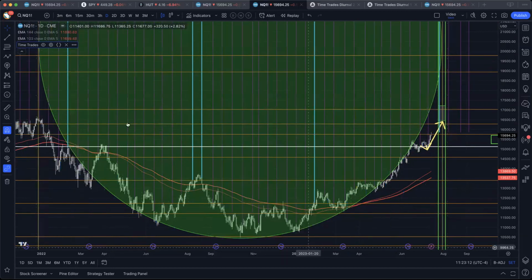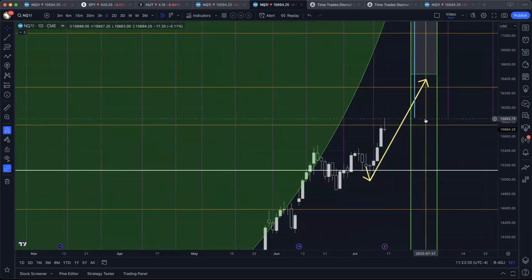So there's really two big reasons for this target box over here. Number one is the end of the big bullish beach ball, which basically indicates that time spent going down is equal to time spent going up. Now that occurs here on this orange line. If I zoom in here, that's July 31st.